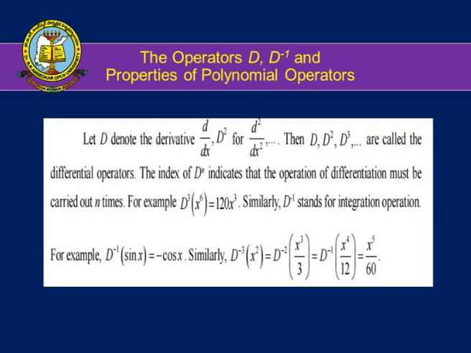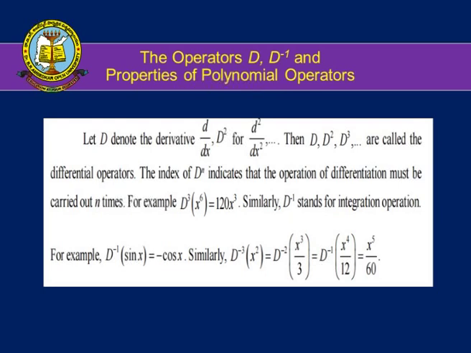Here D means differentiation, and D inverse means 1/D, which means integration. These operations will be used in the particular integral. So D^(-1) sin x: if I take 1/D of sin x, the integration is -cos x. Similarly, I will take D^(-3) x^2. So D^(-2) of x^3/3, 1/D once I did. Then D^(-2), D^(-1) of x^3, whose integration is x^4/4.